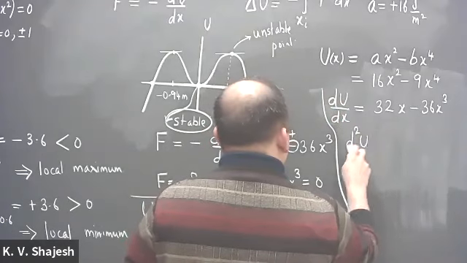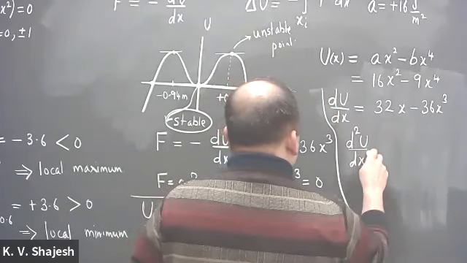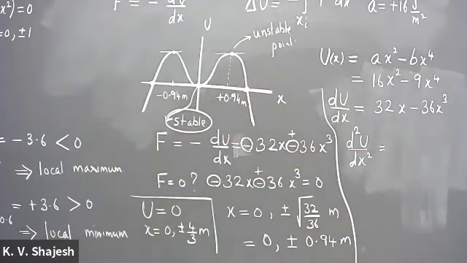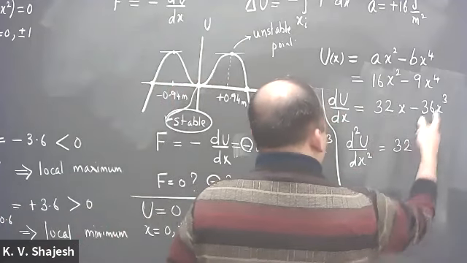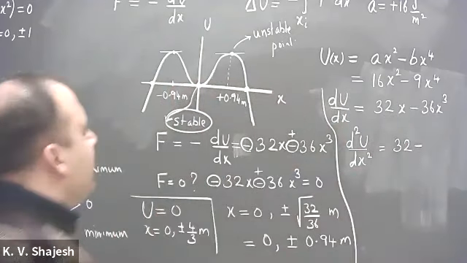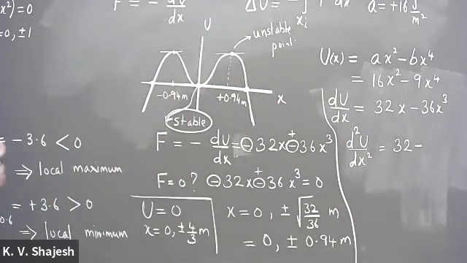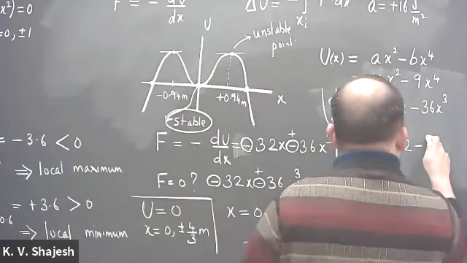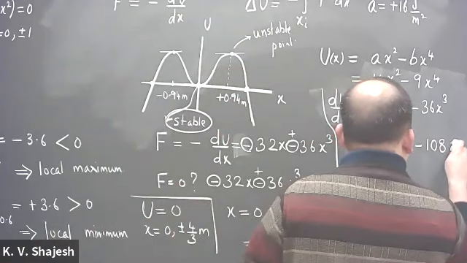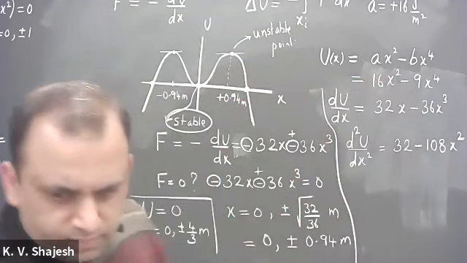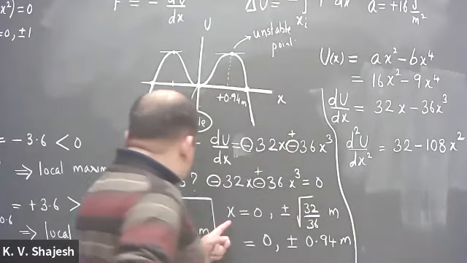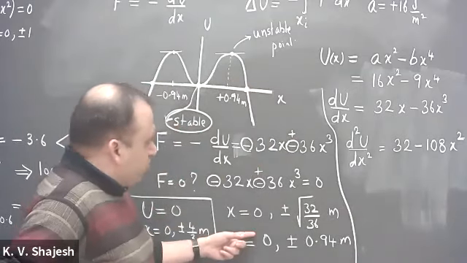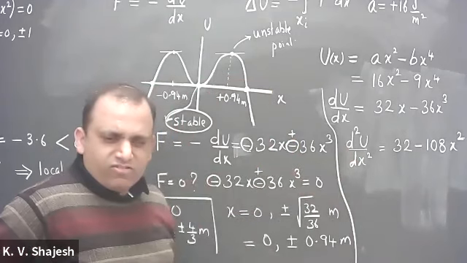So second derivative of u with respect to x, second derivative with respect to x, and now that is 32 minus 36 into 3, that's 108. So that's 108 x squared. Okay, so that's second derivative, but we are interested in finding whenever the force is 0, I want to check if it is stable or not.